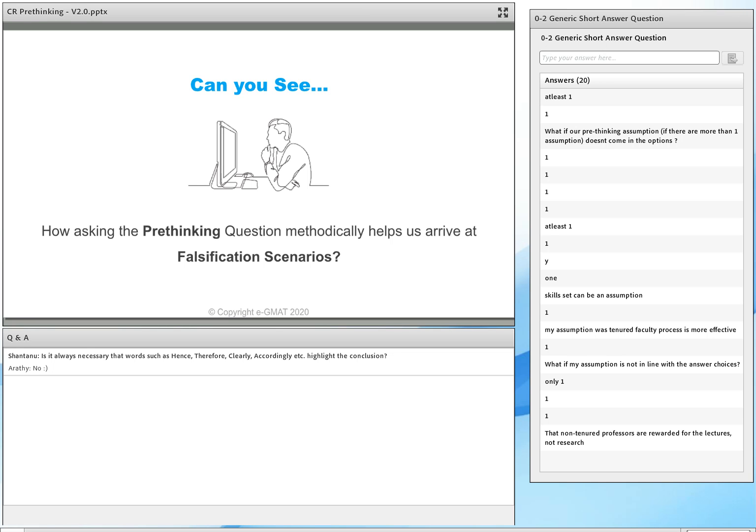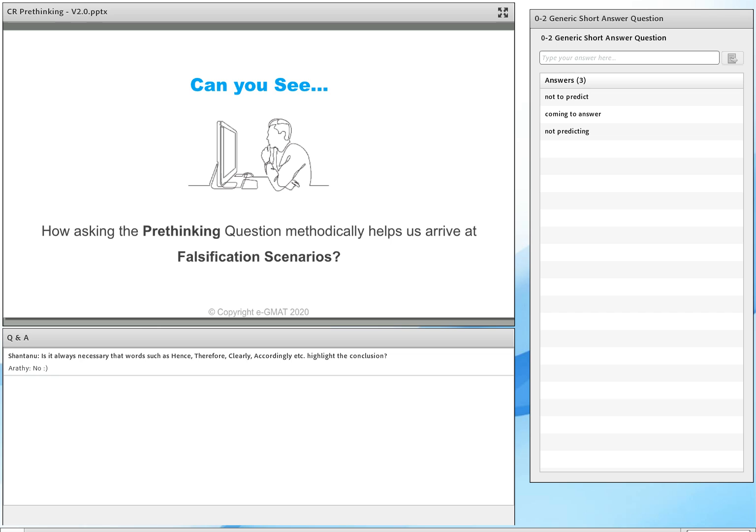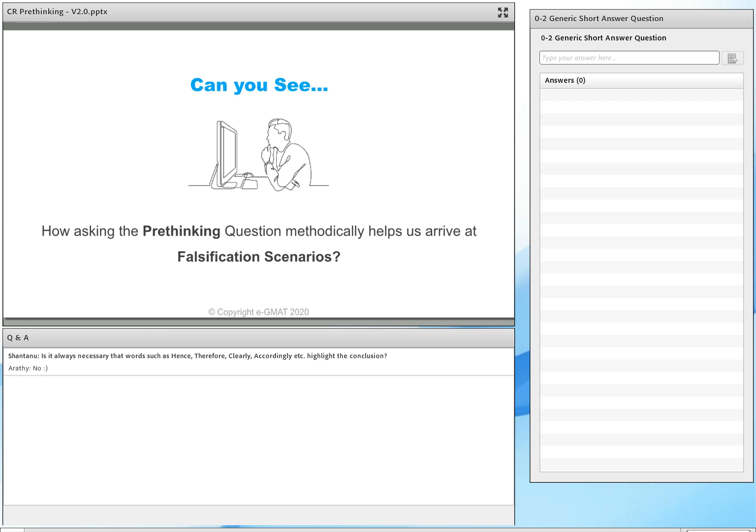What if your pre-thinking assumption doesn't come in the options? Okay. What did I say? What is pre-thinking not? What is not the job of pre-thinking? Does anyone remember from early on in the argument? What am I not trying to do? I'm not trying to predict the answer. There is a chance it will not be there. But because you've been able to do pre-thinking, you will be able to select another option which satisfies the must be true condition. Okay? You're not trying to predict the answer.